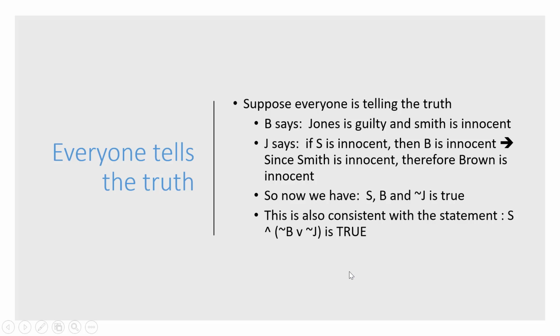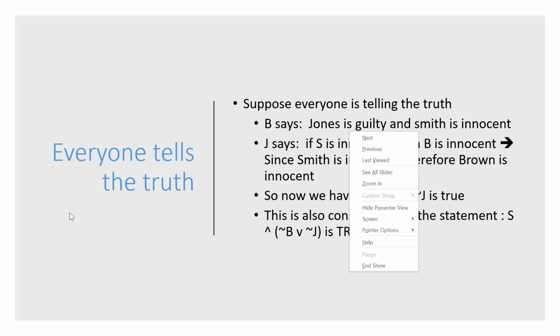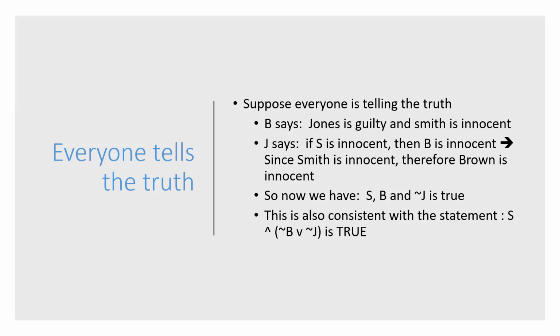So let's take a look at how we approach this. Suppose everyone is telling the truth. Then B says Jones is guilty and Smith innocent, so we assume not J and S is true. Jones says if S is innocent, then B is innocent. If you believe that Jones is telling the truth, then we have to believe that B is also innocent.